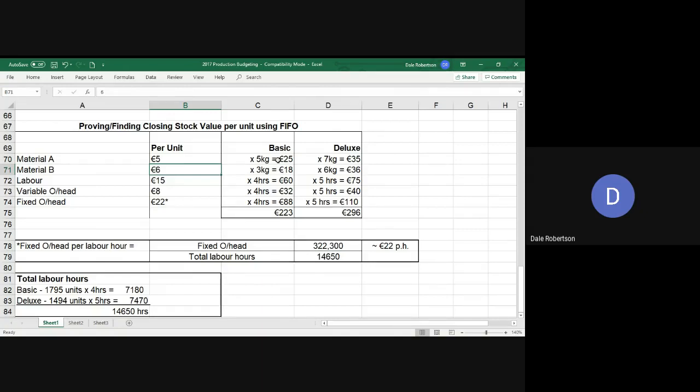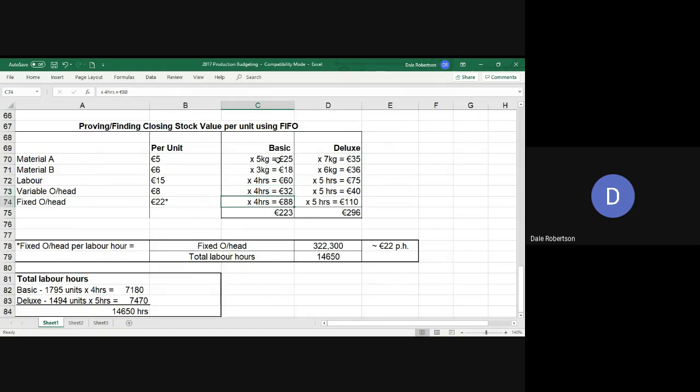€6 for a kilo of material B, and we know it takes 3 kilos. 6 by 3 is 18. €15 per hour is our wages, and we know it takes 4 hours. 4 by 15 is 60. €8 for our variable overheads to cover those, and we know it takes 4 hours. 8 by 4 is 32.